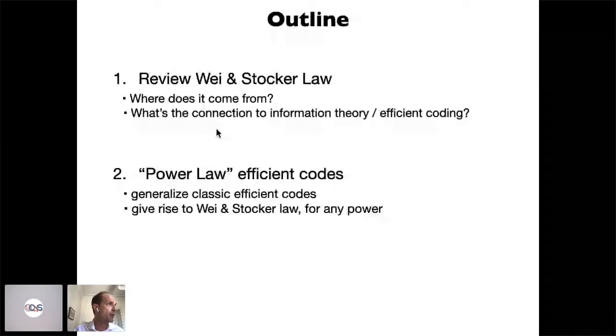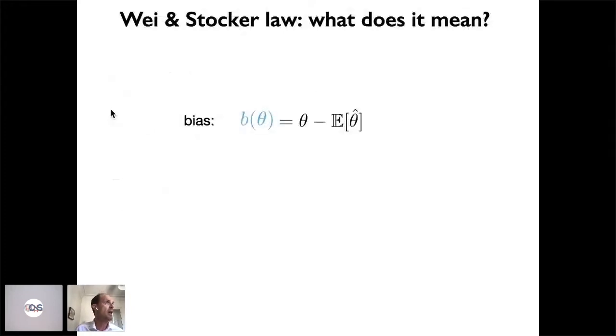And then in the second part of the talk, I will briefly outline Mike's very beautiful results on power law efficient codes that extend the basic framework from Wei and Stocker. And we'll show that this more general class of power law efficient codes also give rise to the same Wei and Stocker perceptual law for any power. Okay, that'll become clear in the second half. Okay, so let's start with the first part here. And I just want to spend a little bit of time unpacking the basic law itself.